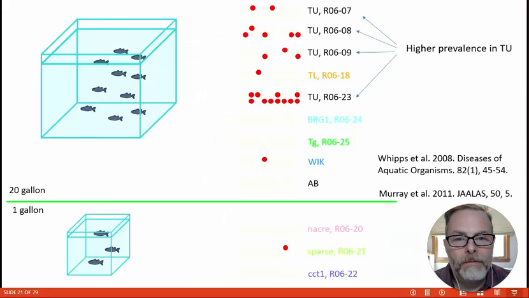And the early data came from some survey work that I had done many years ago at a facility looking at different zebrafish lines, and we consistently found that TU fish had a higher prevalence than the other fish we were looking at. This was actually followed up by Katie Murray a few years later. She also found similar results in that TU fish seemed to have higher prevalence than other lines of zebrafish.